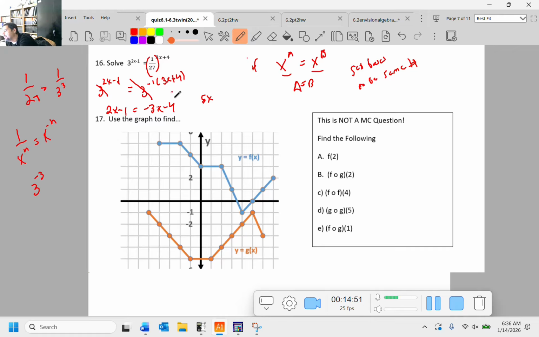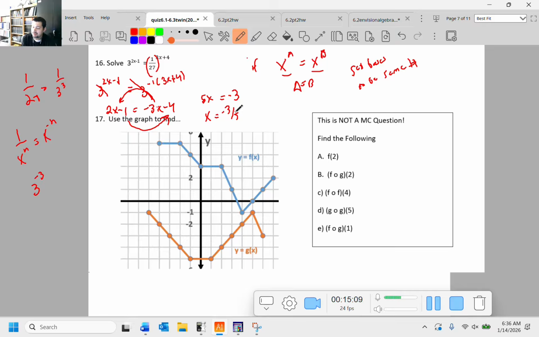I put my x's over here, so my numbers are going over here. Negative 4 plus 1 is negative 3. Divide by 5 and you get -3/5. Easy peasy lemon squeezy.